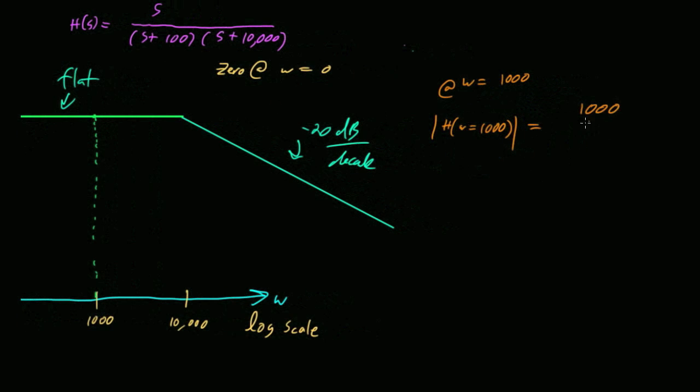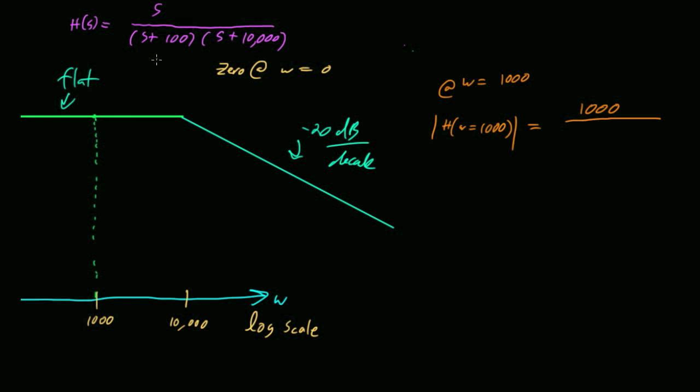Now, let's look in the denominator. You're going to have j1,000 plus 100, right? Because s is j omega and omega is 1,000. So I've got 100 plus 1,000j. Now, if I'm truly calculating the magnitude of that, then I've got to take the real part squared and the imaginary part squared, add them, and then take the square root. But here's what I think is going to happen. When you factor your expression like this, you look at it and say, one of these two terms is going to win.